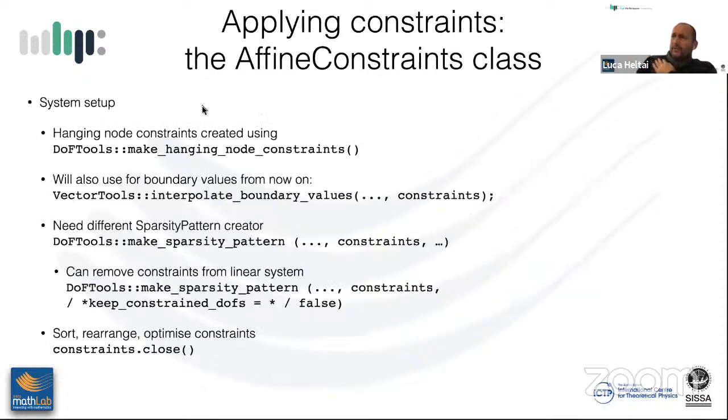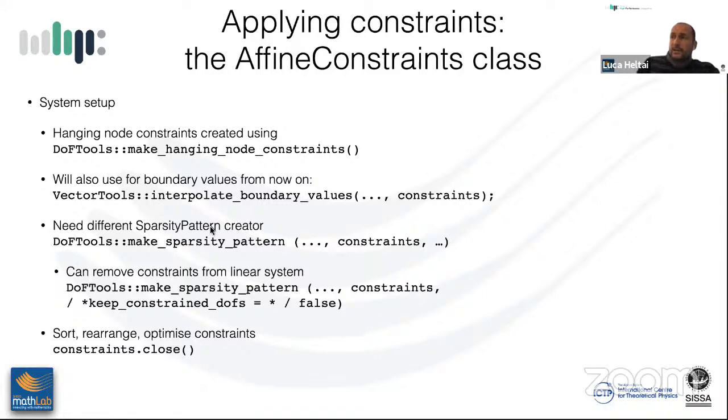Okay, so if you look at this, the hanging node constraints are created using the function called make hanging node constraints. And this is done in step number 6. You will see this and we will try to apply that. And you can interpolate boundary values that instead of taking a map as an input term, it takes a constraint as an input term. And this will add the constraints of the boundary conditions on there. So this will allow you to use the affine constraints for the boundary conditions as well.